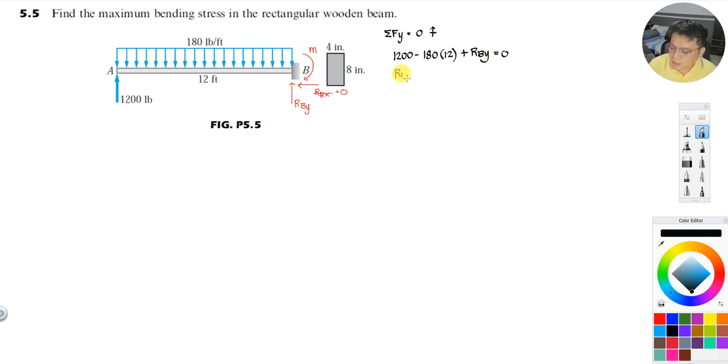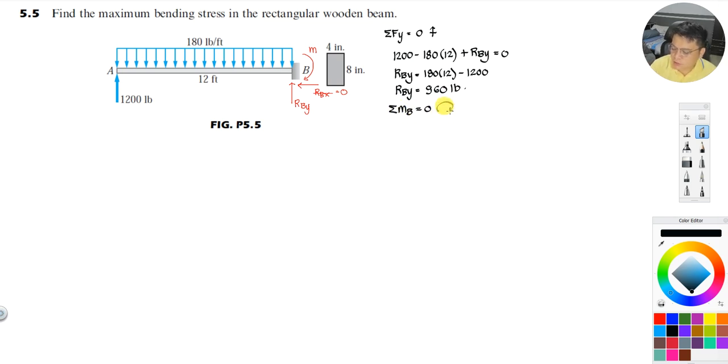So, I could have RBY equals to 180 times 12 minus 1,200. Okay? So, check natin if it will have a positive or negative. Okay? 180 times 12 minus 1,200. So, you can have it RBY. Okay, so tama naman that this is an upward. So, 960. Again, that is in pounds. Okay? So, now we could take summation moment at B equal to 0.